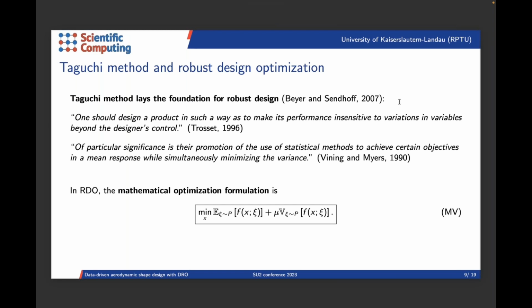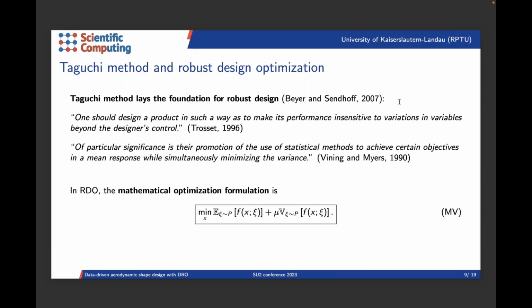So first, a brief review of robust design optimization. The foundation for robust design was laid down by Taguchi, and one of his main contributions was his observation, his vision, that one should design a product in a way to make its performance insensitive to variations in variables that are beyond the designer's control. So in our case, the Mach number, the weather, and so on are the uncontrollable variables.